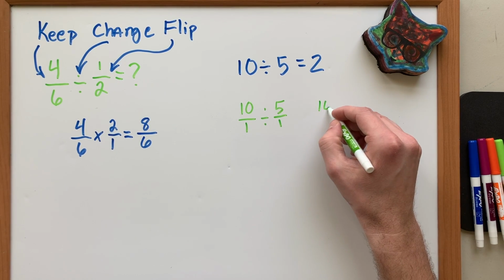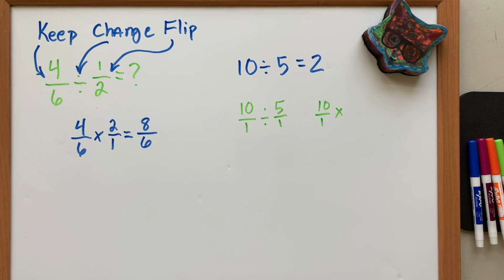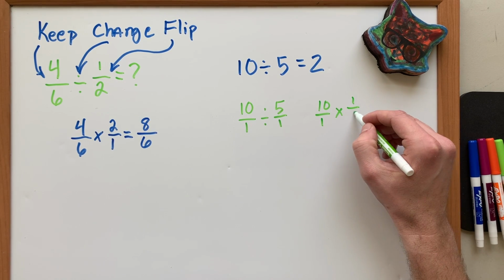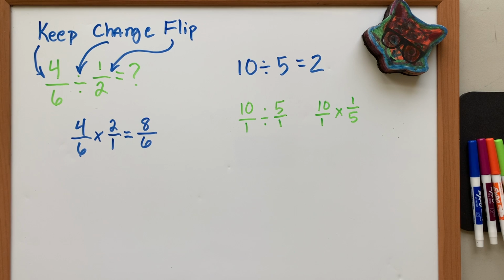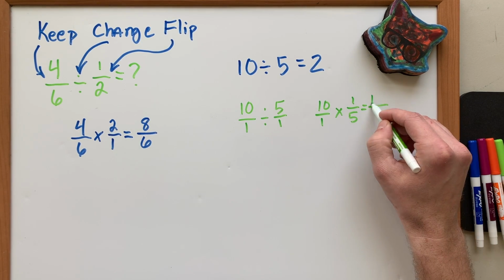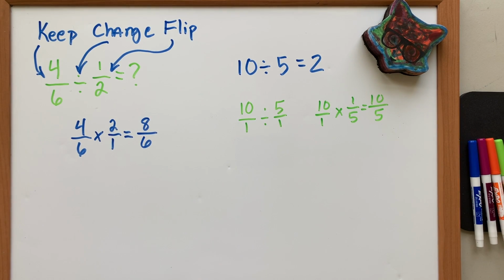I'm going to keep 10 divided by 1. I'm going to change divide to multiply, and I'm going to flip the last fraction. So instead of 5 over 1, I now have 1 over 5. Remembering my rules of multiplying fractions, I multiply straight across the top, and I multiply straight across the bottom.